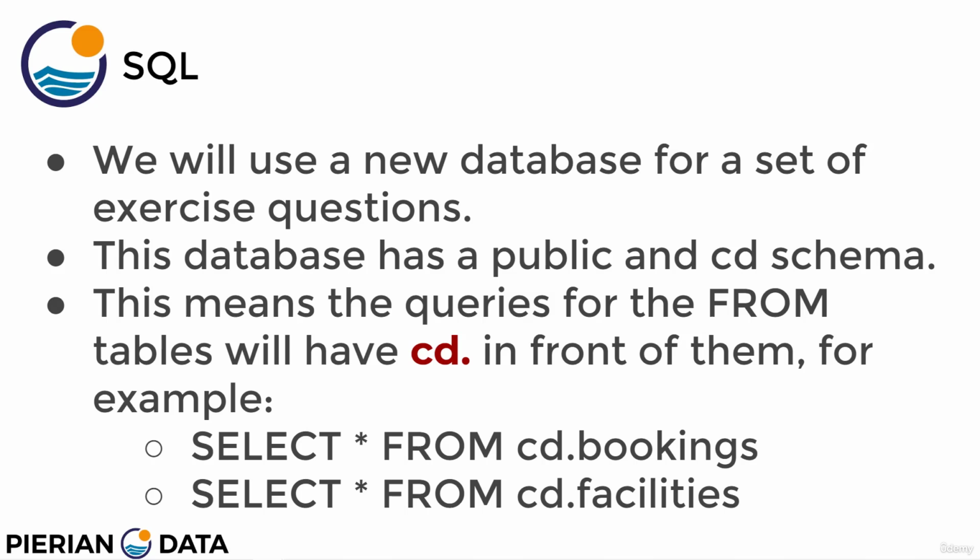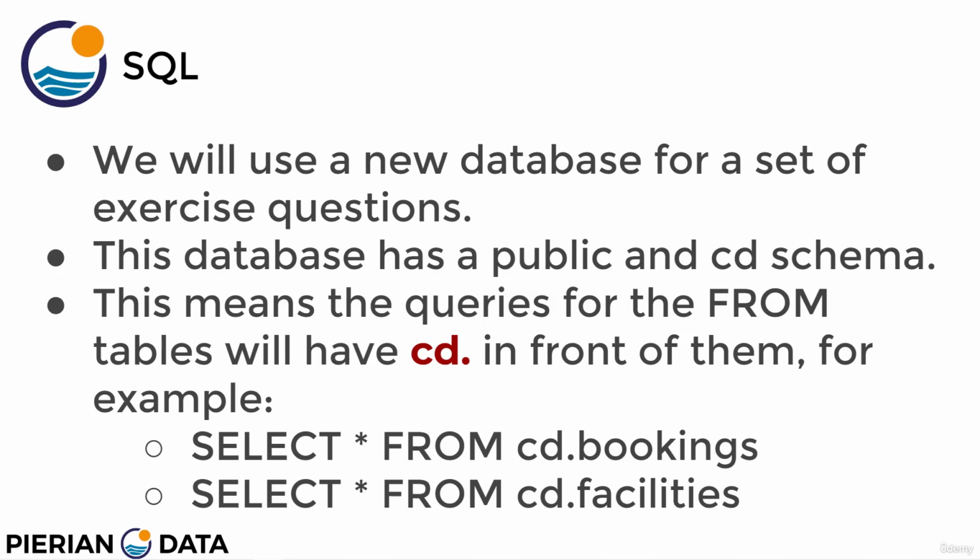The important thing to know that we haven't encountered before is this database actually has two schemas, a public schema and then something called a CD schema, which is just the name of the schema. And because our tables exist within the CD schema instead of the public one, we just have to specify it in our queries. So this means the queries for the from tables part will have a CD dot in front of them.